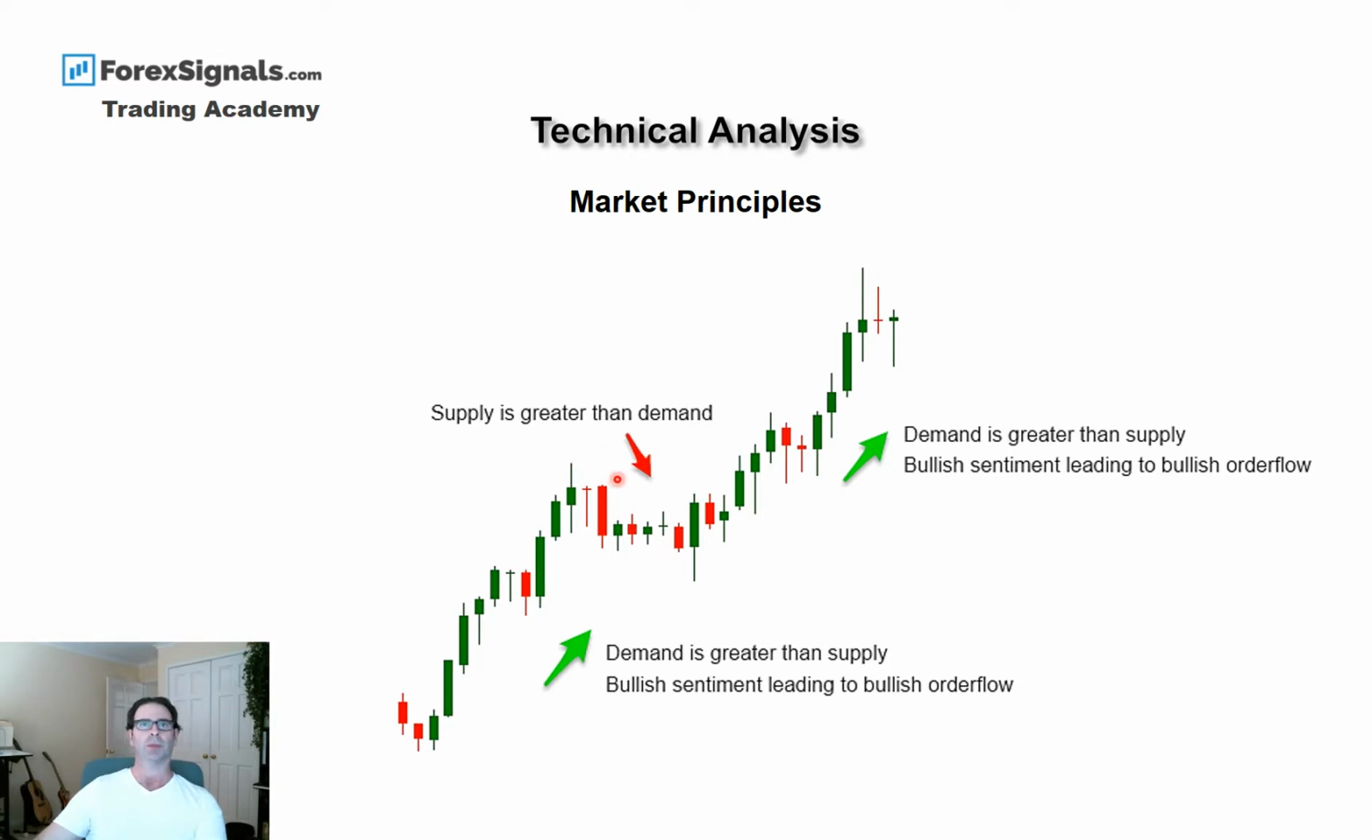Then we can see here the price has opened. Supply has been well and truly greater than demand. Pushed to the low, then buyers have stepped back in and pushed price slightly back higher intra candle. So for this candle here, supply is greater than demand. We can say that the bearish sentiment within this candle has led to the bearish order flow.